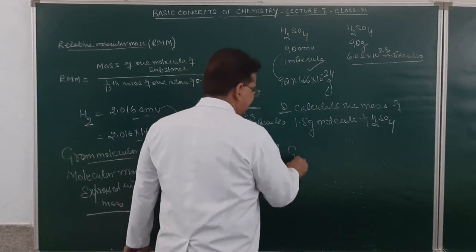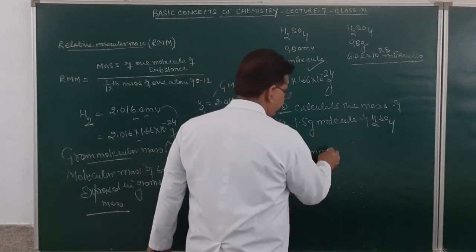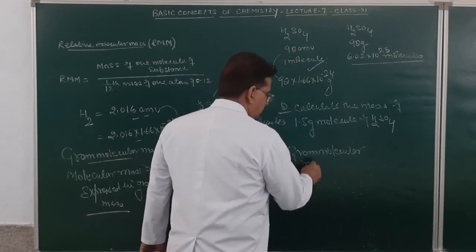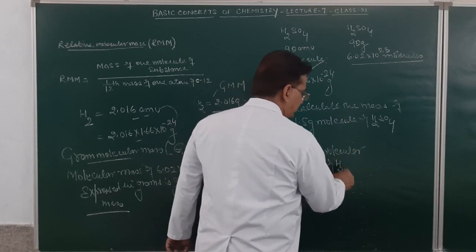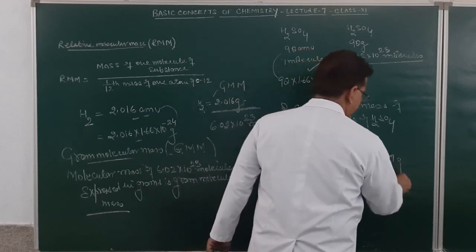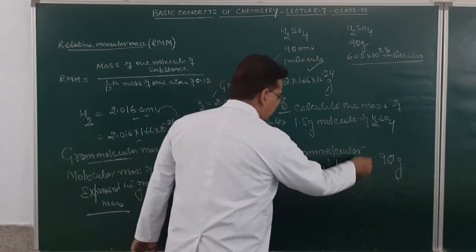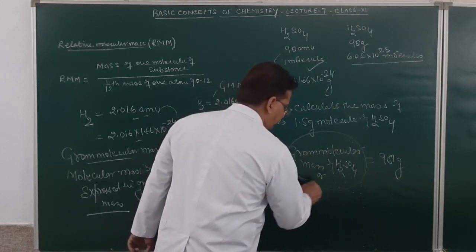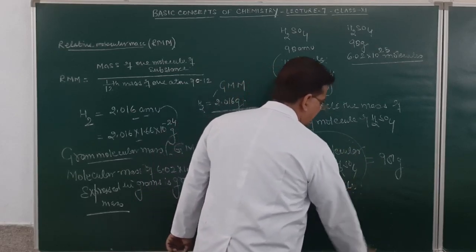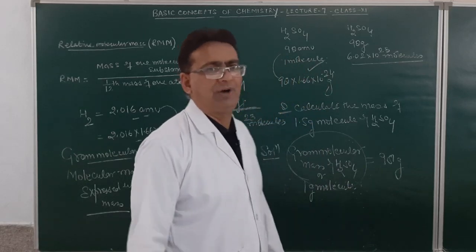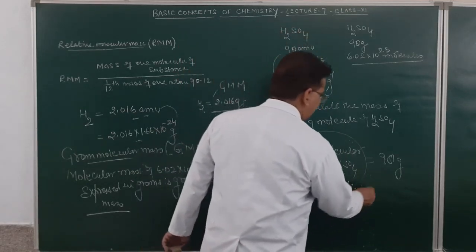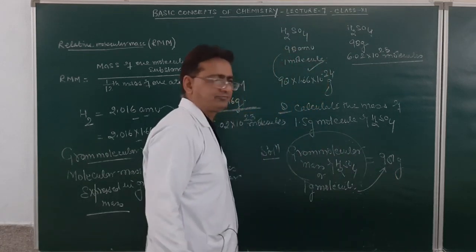Gram molecular mass of H2SO4 will be equal to 98 gram. When I say gram molecular mass, I mean to say 1 gram molecule of sulfuric acid. These are one and the same thing, two different terms but one and the same thing. So 1 gram molecule of H2SO4 has what mass? 98 gram.